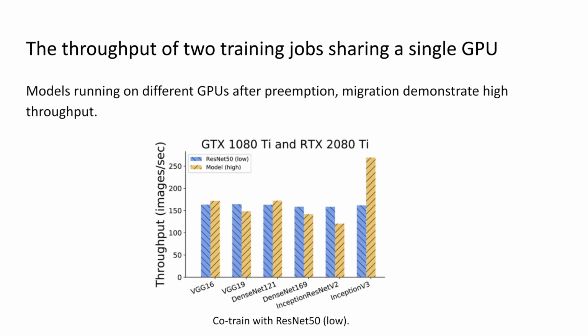For SwitchFlow in the figure, upon the arrival of a high-priority model, the low-priority one is preempted and migrated to a different device, whether it be another slower GPU or CPU. We make the following observations. There was no crash. In all cases, the high-priority job achieved much higher throughput than in multi-threaded TensorFlow. The lower-priority job achieved acceptable throughput when migrated to a slower GPU.